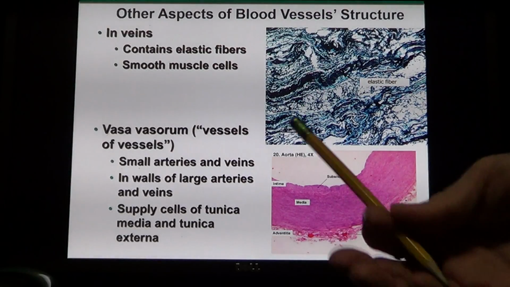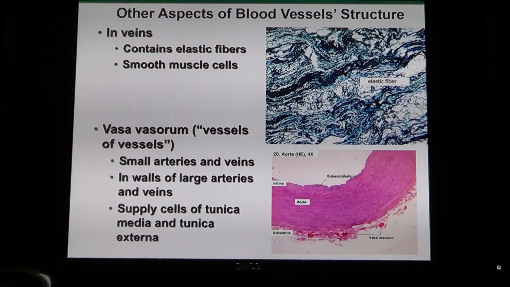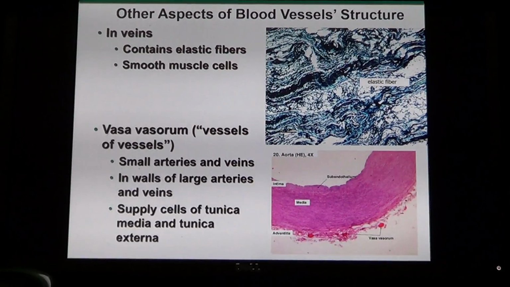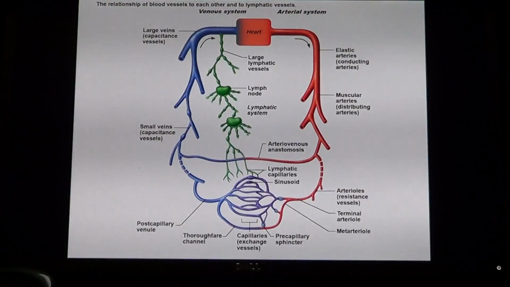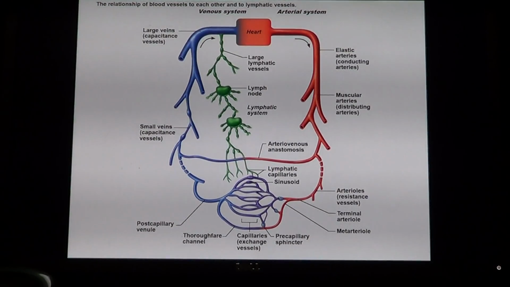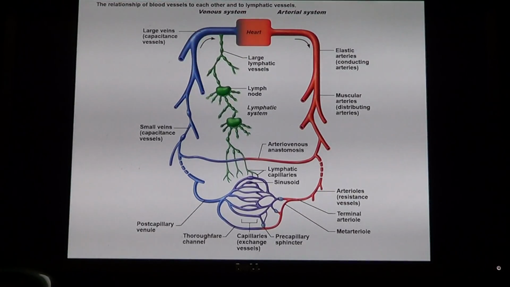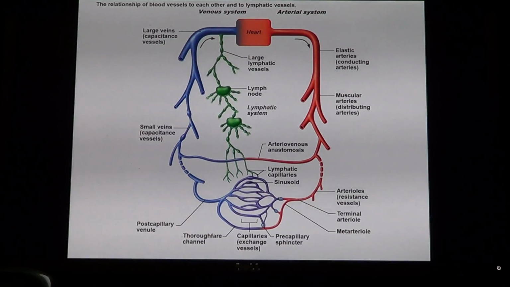Vasa vasorum, we talk about this as a picture with a very good impression. In the lab we have very nice slides that have a blood vessel side by side, the artery, veins, and nerves. So for you it would be a very good example. And don't forget about lymphatics that we're going to discuss a little bit later, probably next week.